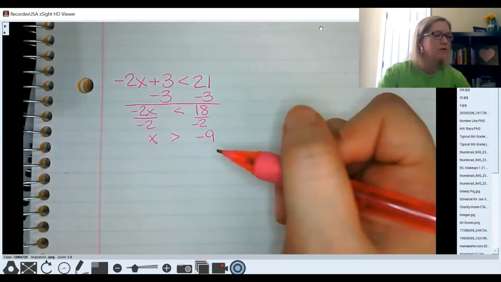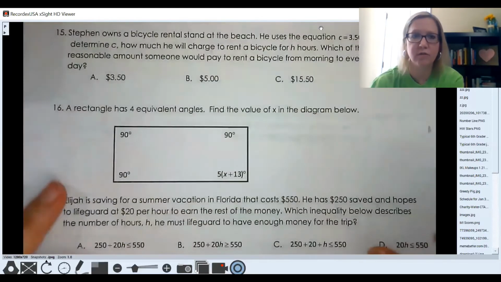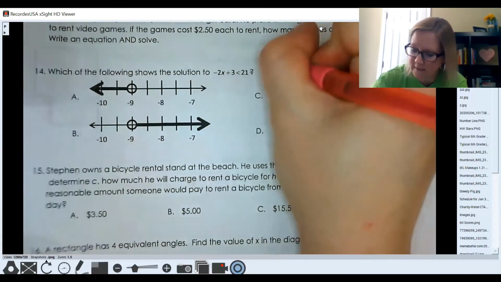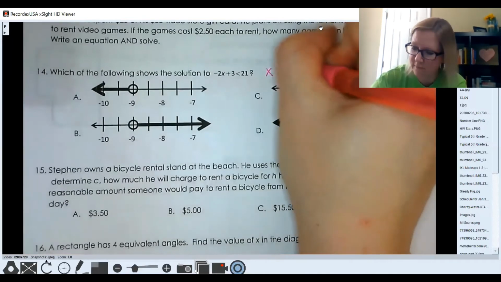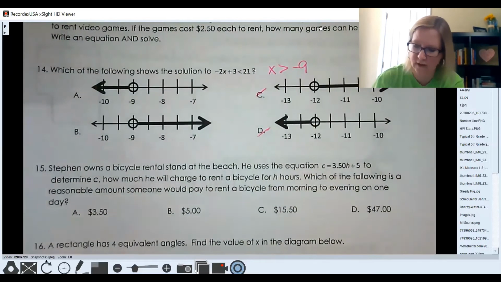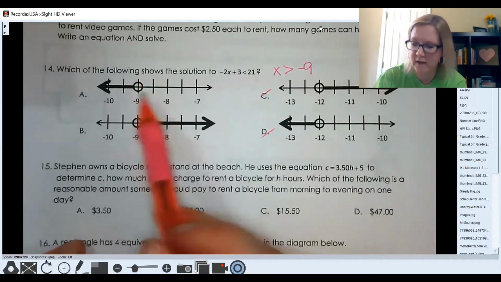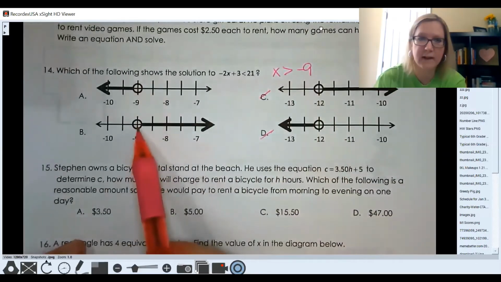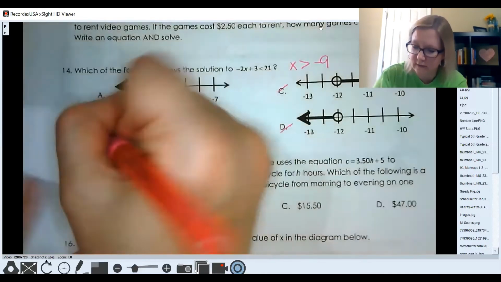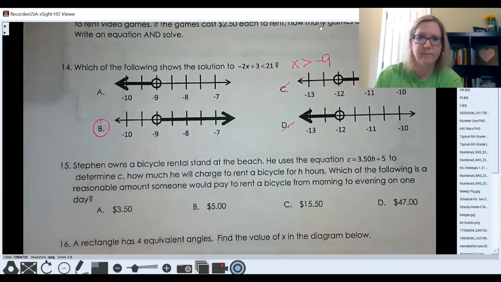So when you look at your options on the page for your graph, if our solution set is x is greater than negative 9, well, it's obviously not C or D, okay? So it has to be either A or B. Well, they are both open circles on negative 9, and since it's greater, we're shading to the right. So our answer should be B.